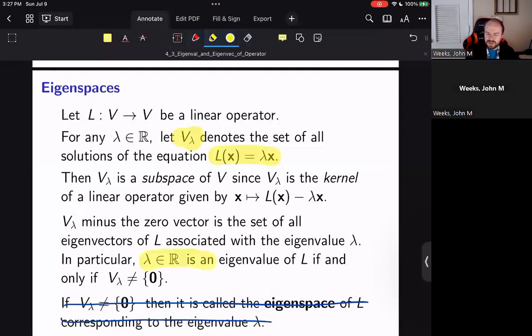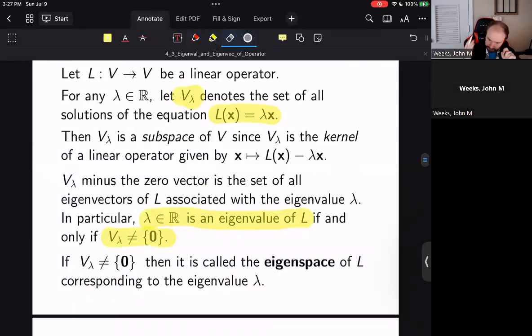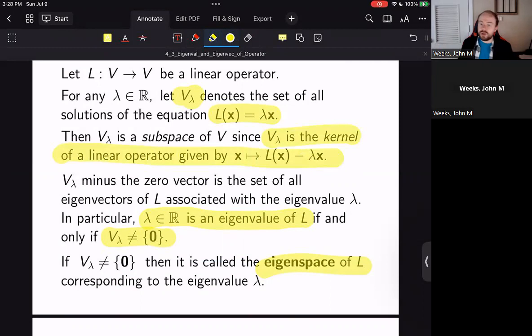So we say that lambda is an eigenvalue of L if and only if this set of all solutions is non-trivial. It contains more than the zero vector. If it ever contains more than just the zero vector, that's when we call it the eigenspace of our operator L. By the way, this is still a subspace for the same reason as the matrix case before. It is the kernel of a linear operator, and we discussed a couple of videos ago that the kernel is itself a subspace. L of x minus lambda x, so this is the kernel of this particular operator.